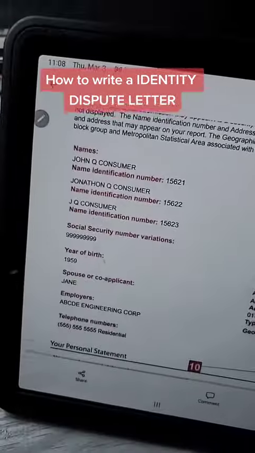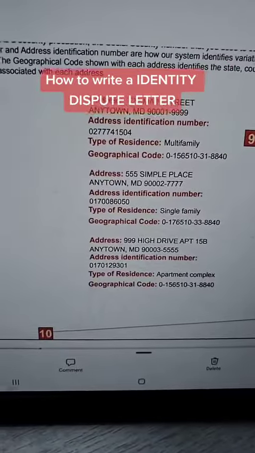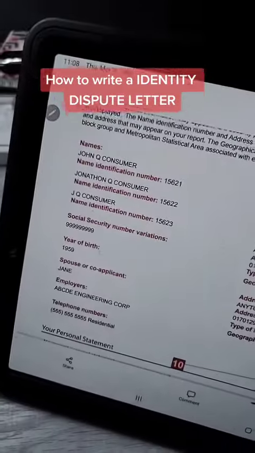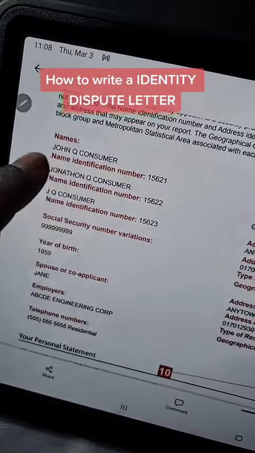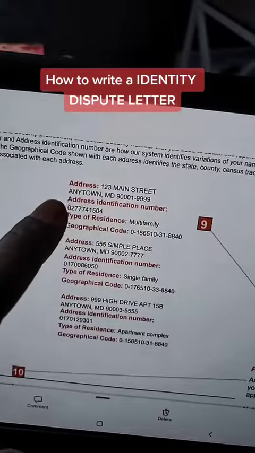We have the example here of John Consumer, who's got all sorts of incorrect data on his credit report. For the purposes of this dispute letter, we're going to assume that this is the correct spelling of his name and this is the correct address.